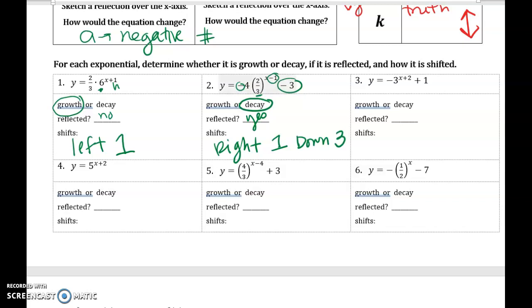Number 3 is a growth. It's reflected because that's a negative, and its shifts are left 2 and up 1. h lies, k tells the truth. Since there are no practice problems for this one, go ahead and hit pause. Try 4, 5, and 6 on your own, and then check your answers here in a second.